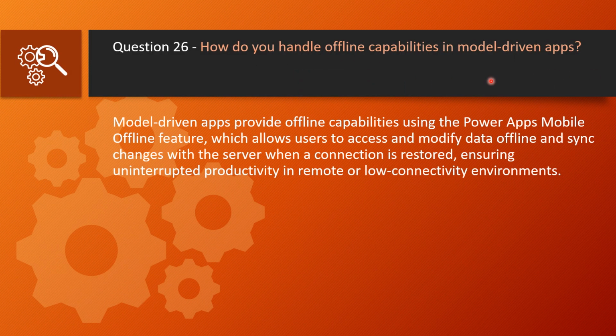How do you handle offline capability in model-driven apps? So model-driven apps provide offline capability using the Power Apps mobile offline feature, which allows users to access and modify data offline and sync changes with the server when a connection is restored. So first you can work in offline mode, and whenever the connection gets restored, it automatically syncs. That ensures uninterrupted productivity in remote and low connectivity environments.